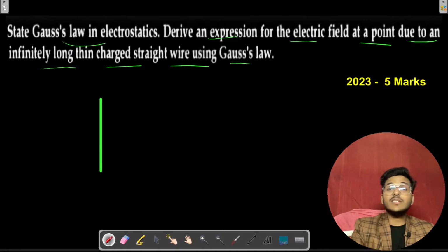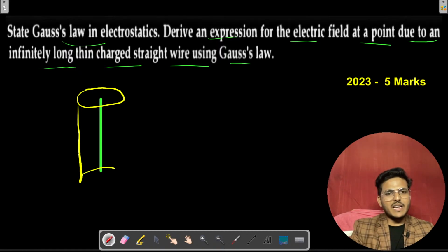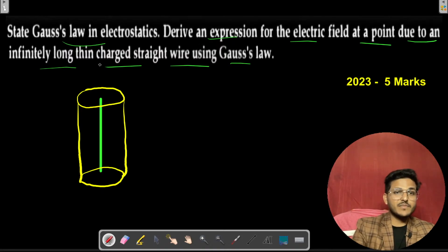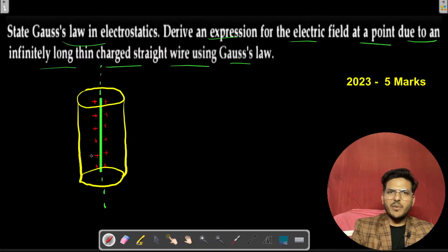Just consider a Gaussian surface. What is a Gaussian surface? A Gaussian surface is just a surface which covers this conductor symmetrically. All right. And if I'm considering this one is infinitely large, so just put dots. Now, if I'm giving the charge to this conductor, the charge is spread out over this conductor uniformly.